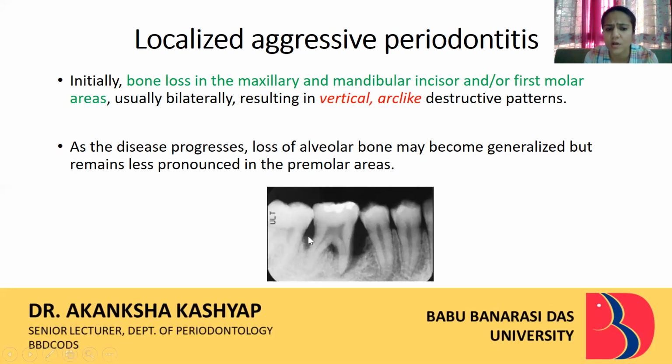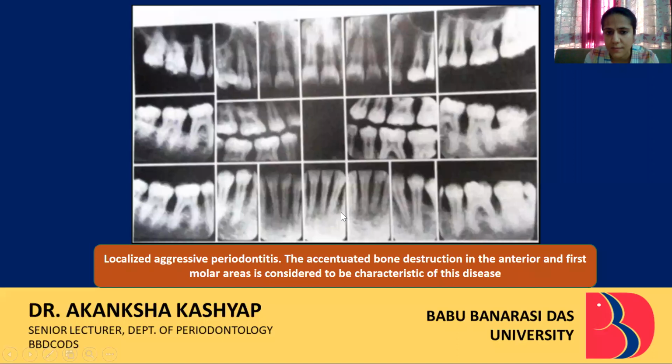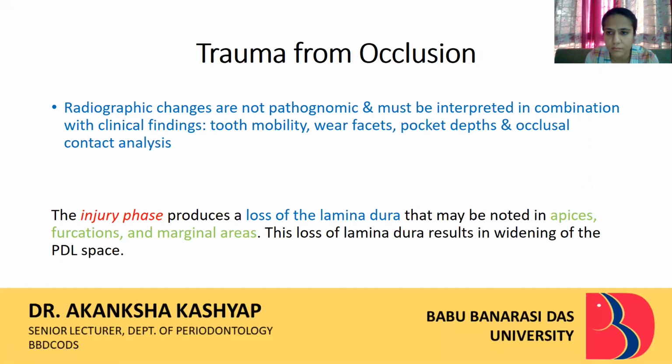As the disease progresses, there is loss of the alveolar bone and it may become generalized, but it remains less pronounced in the premolar area, and more pronounced in the molar as well as the incisor areas. Here you can see that there is accentuated bone destruction in the first molar as well as the anterior region. This is the anterior region and the first molar. Basically, there are vertical defects in aggressive periodontitis.